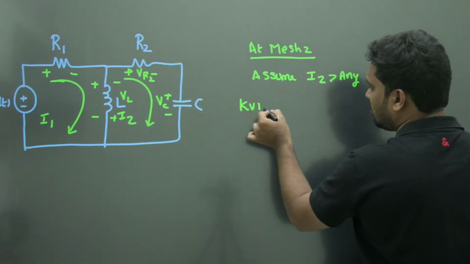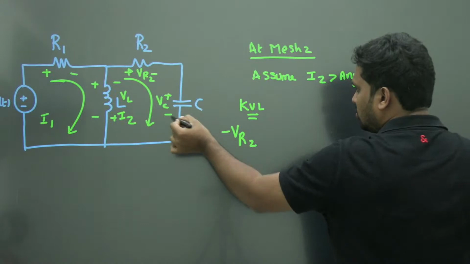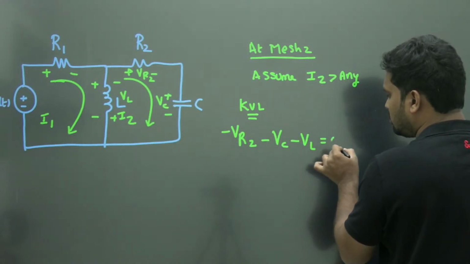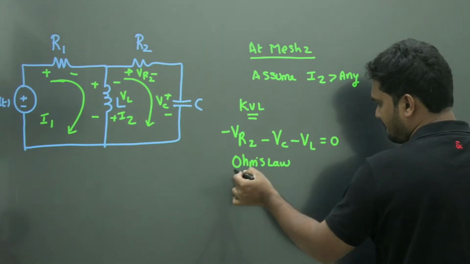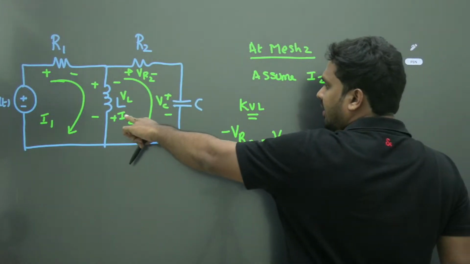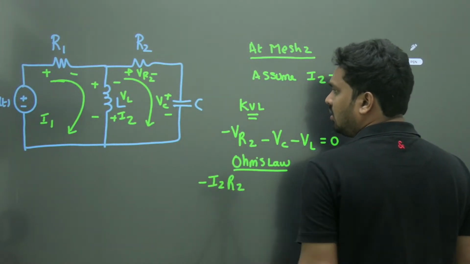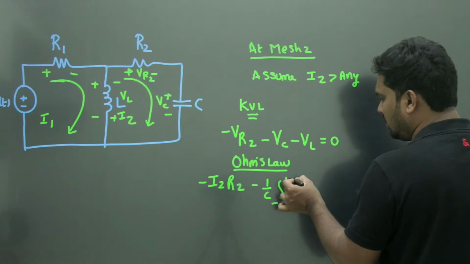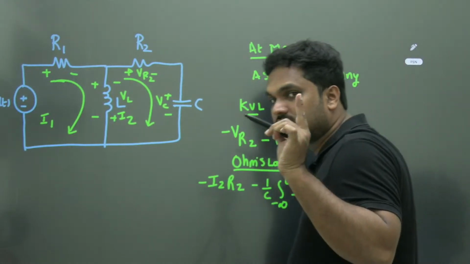Still, listen here. KVL क्या? What's your KVL? Positive to negative minus VR2, positive to negative minus VC, positive to negative minus VL equal to 0. I have applied KVL. Now tell me Ohm's law. Ohm's law क्या होता है sir? Voltage across the resistor is current into resistance. Next, capacitor का voltage formula 1 by C integral minus infinity to t current I2 dt. Again minus.